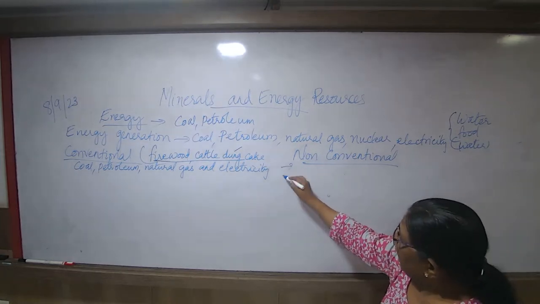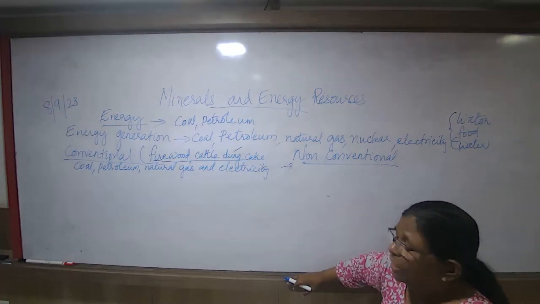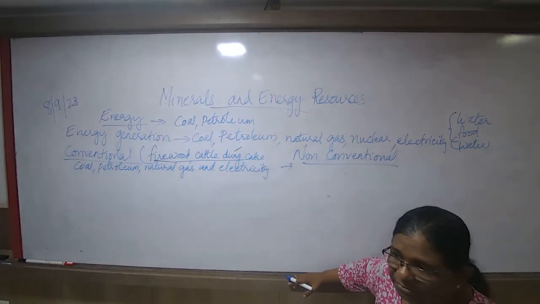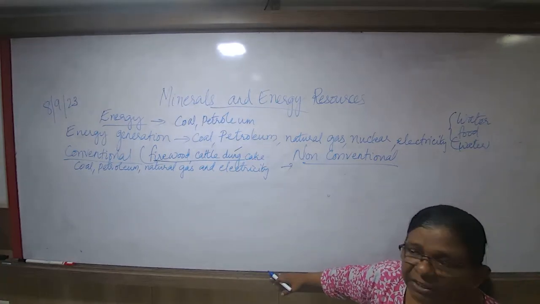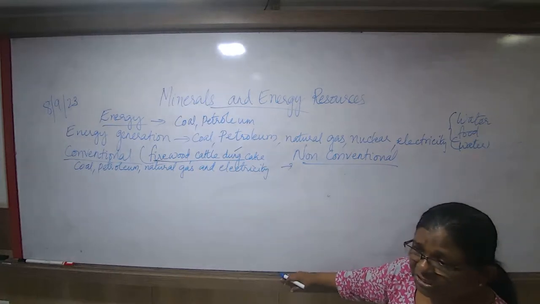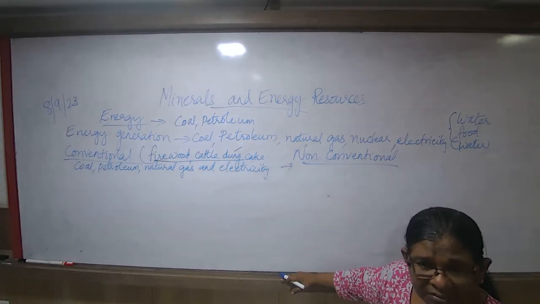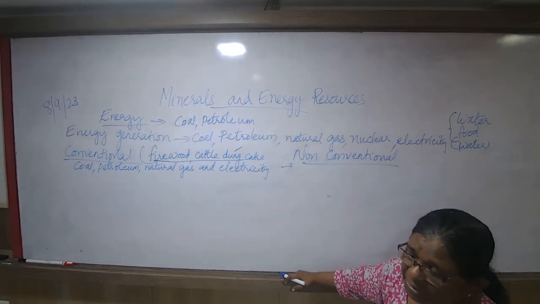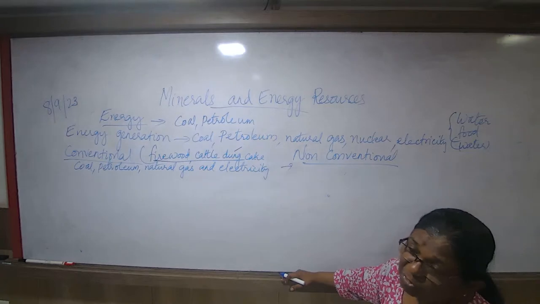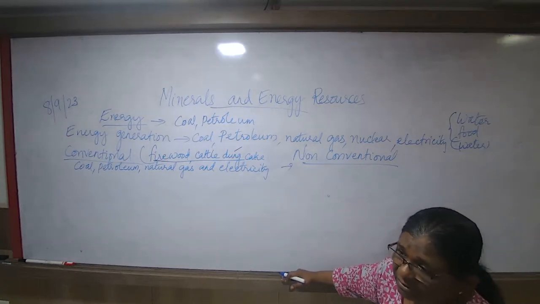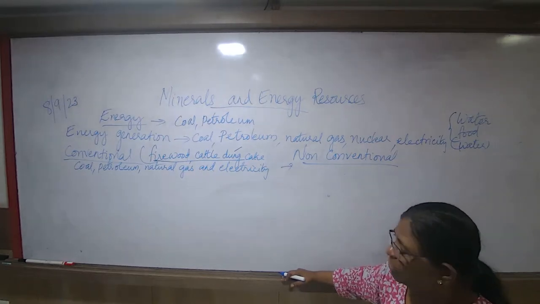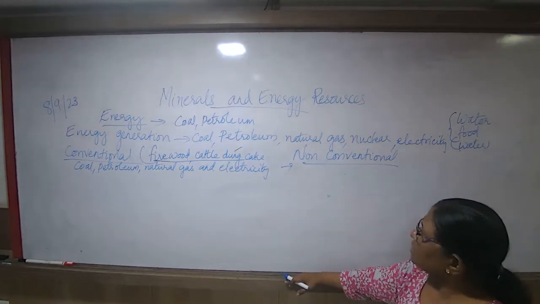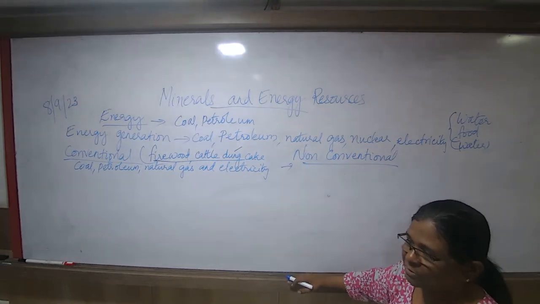Now, as these resources are finishing off, we feel the need of finding some alternatives. Sources called petroleum, etc., are finishing off, so we need some sources to replace it. We have studied earlier, no? What are the problems about mineral resources? These minerals are finishing off. Once they finish off, we cannot get them back. It will take millions of years. So because of that, there arises the need of non-conventional sources.